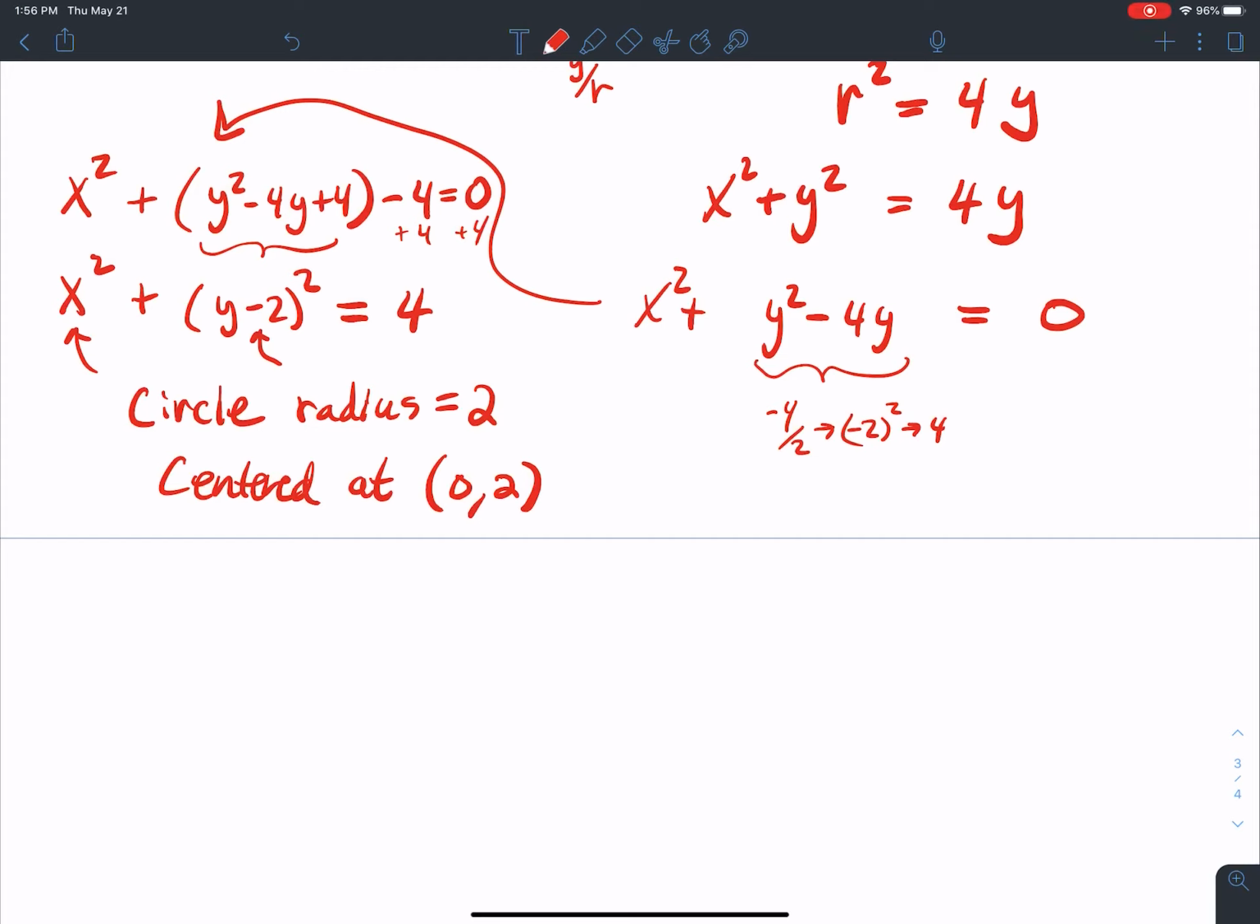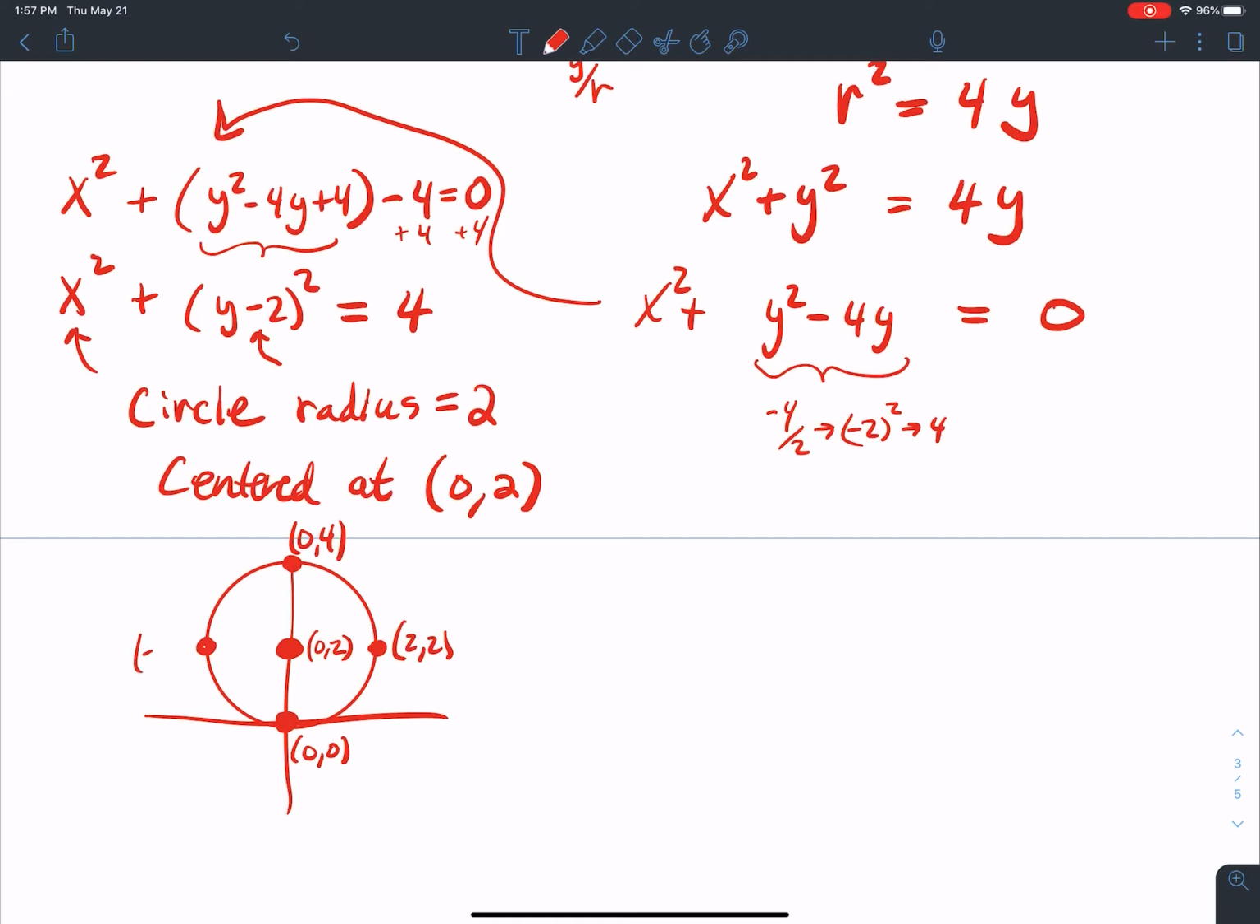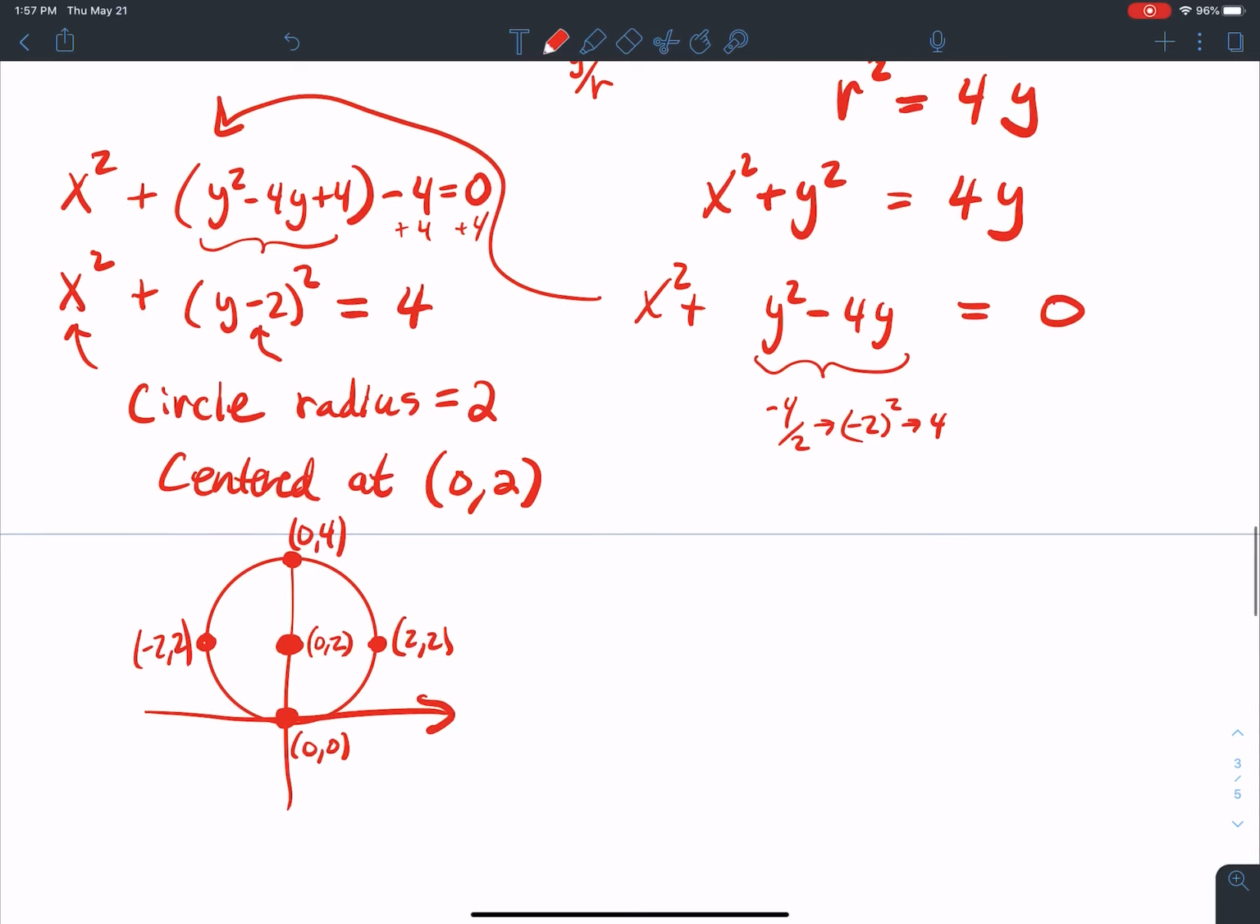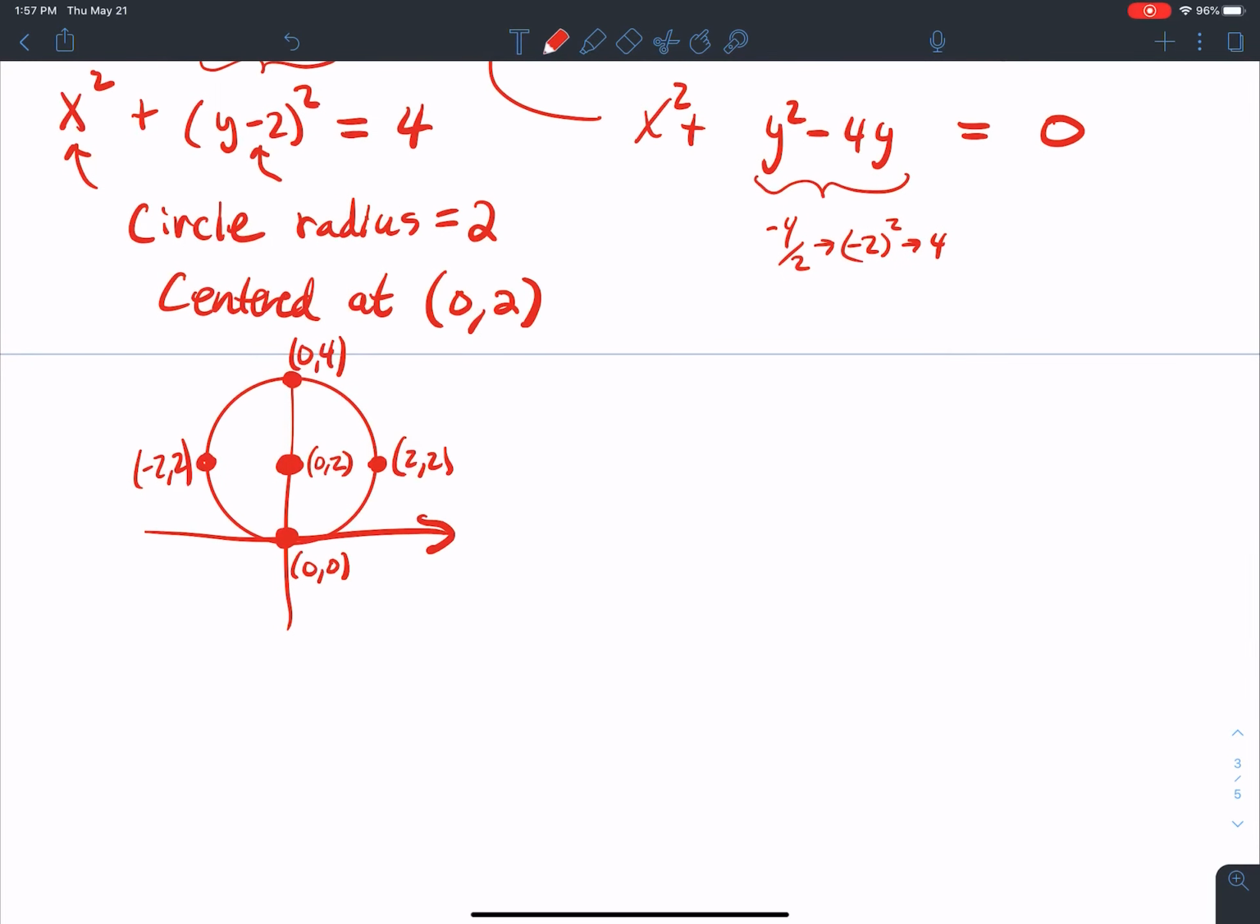So what's going on here? What does this graph look like? It's a circle centered at (0, 2), and the radius is 2. There we go. So it's (0, 0), this is (2, 2), this is (0, 4), and this is (-2, 2). Okay? So the graph of that is a circle.